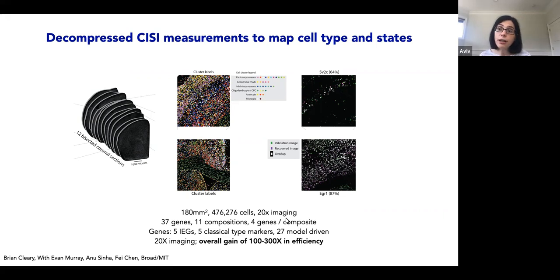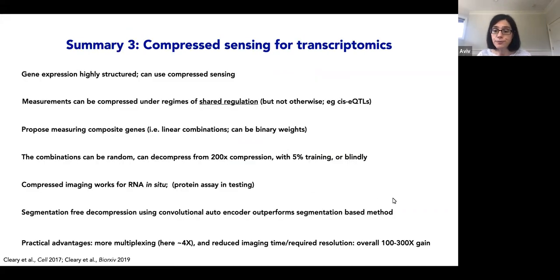And we gain here 100 to 300-fold in efficiency, because we don't only just multiplex genes, but we also no longer need to do spot detection. And so we can use just 20x imaging. Okay, and so to conclude this 3rd part, I showed you that because gene expression is highly structured, we should be able to use compressed sensing by measuring random composite measurements.